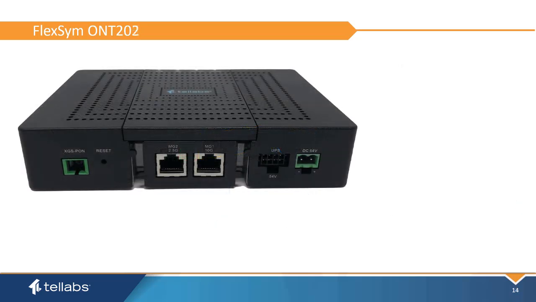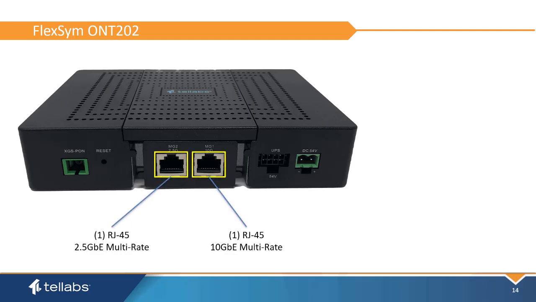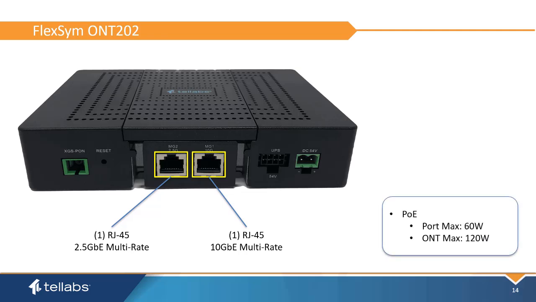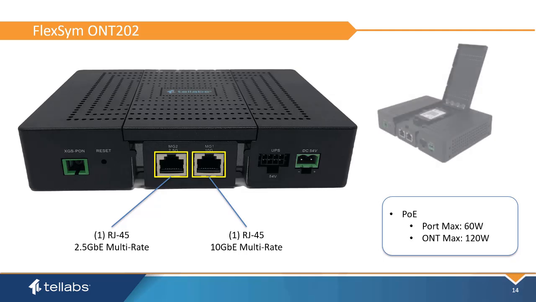The ONT 202 offers 2 Ethernet ports, one 2.5 gig multi-rate port and one 10 gig multi-rate port. The ONT 202 provides up to 120 watts of PoE power. It is plenum rated with a metal enclosure and features an integrated fiber management system. Industrial temperature tolerance and high PoE capacity make the 202 well suited to support outdoor Wi-Fi and IP surveillance cameras.